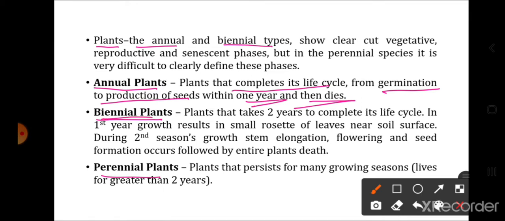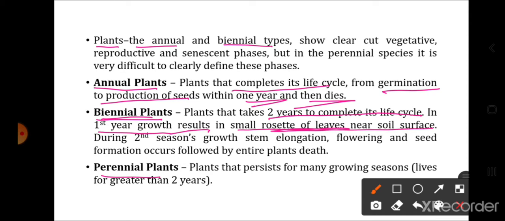Those plants which take 2 years to complete their life cycle are called biennial plants. In such plants, during the first year, growth results in the formation of small rosettes of leaves near the soil surface.